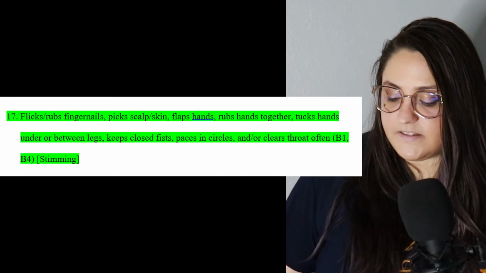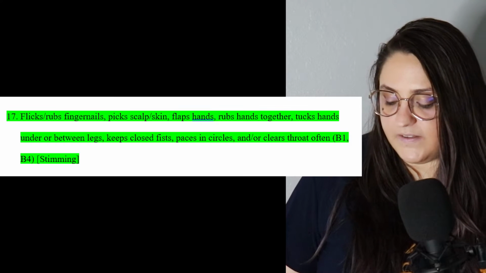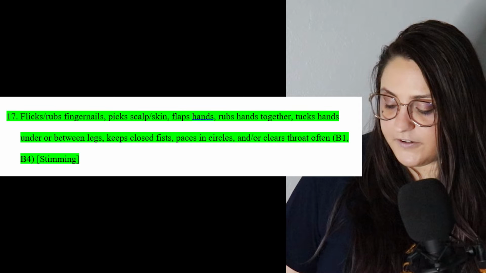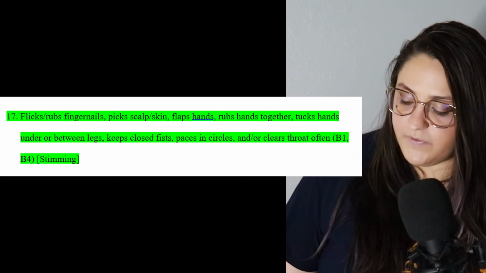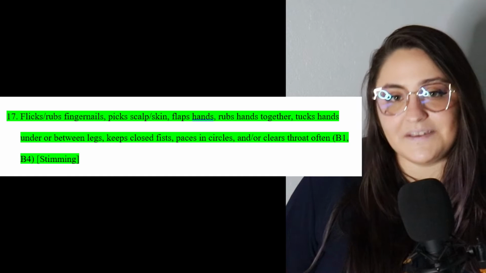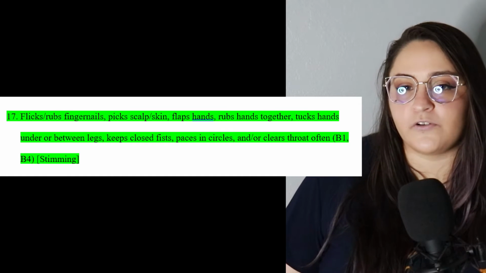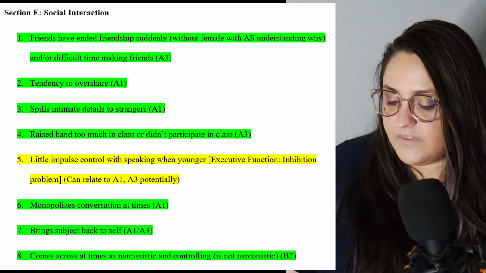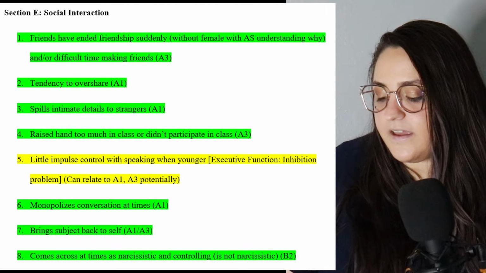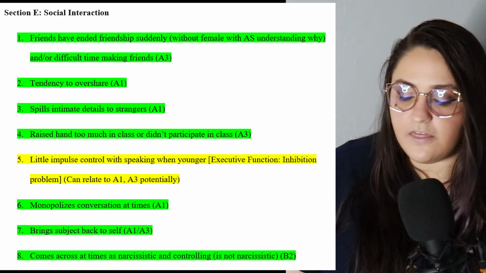Flicks, rubs fingernails, picks scalp skin, flaps hands, rubs hands together, tucks hands under or between legs, keeps closed fists, paces in circles, and or clears throat often. So I put that one under B1 and B4, and in general this would be stimming. So some type of sensory input or override that someone is doing. Then we have social interaction. Friends have ended friendship suddenly without the female with AS understanding why, and or difficult time making friends. I feel that falls well under A3.